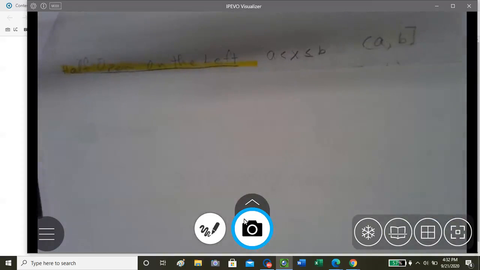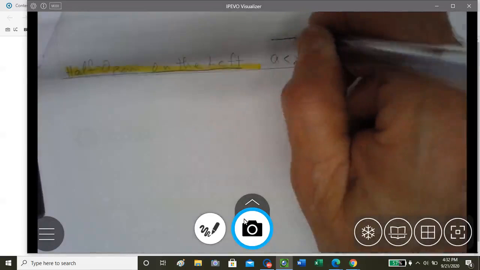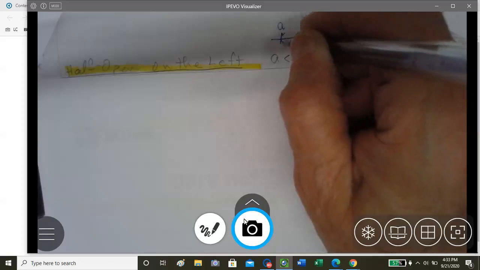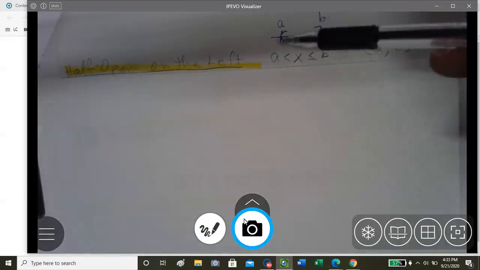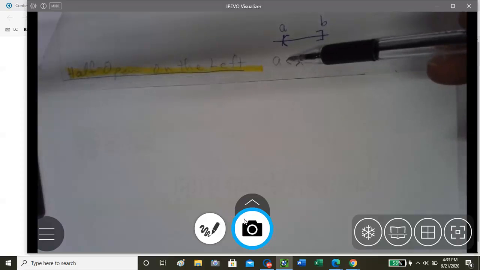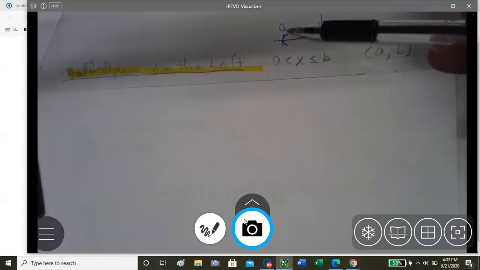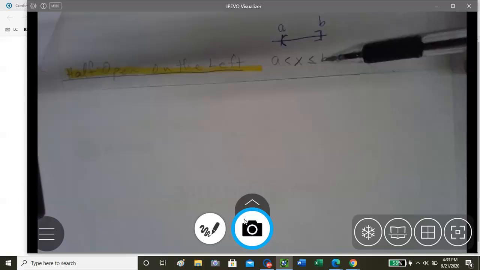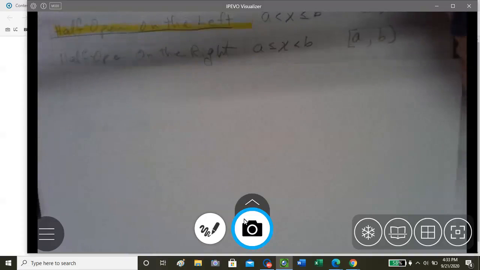So now we're looking at half open on the left. If we're looking at this on a number line, where this is A and B, it's open on the left, closed on the right. So x is greater than A, but not greater than or equal to A. So x is greater than A, but less than or equal to B. So it's going to be open parentheses at A and closed bracket on B, because of the less than or equal to on B. So you get open parentheses on A, comma, B, closed bracket for the interval in interval notation.